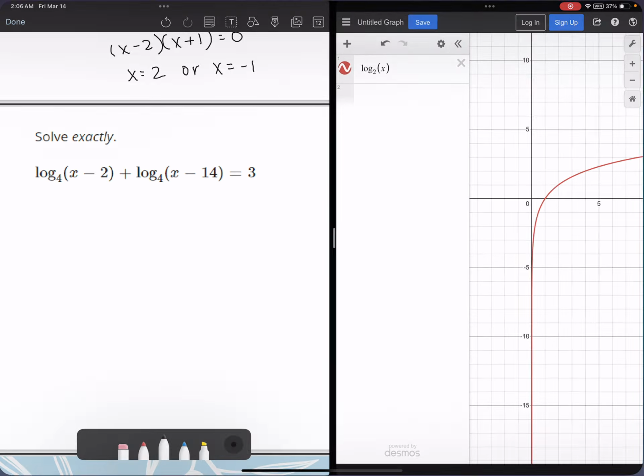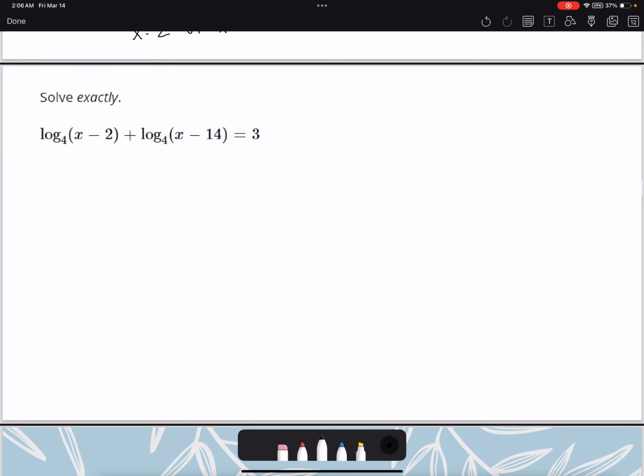Okay, the last problem is this one. So I'd like you to pause the video and solve it the same way that we just did. So put it together as one log and then solve it, and then see what solutions you get and if either of them are extraneous.